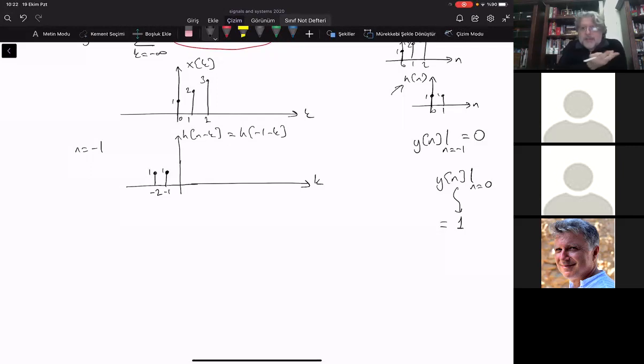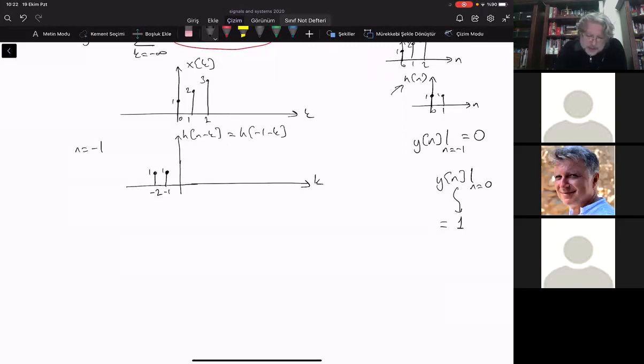What would happen if I further shift everything to the left this way? If I shift the signal further to the left, it will remain that way. There will be no overlap between x of k and h of n minus k. Therefore, their multiplication will always give you 0 because there's just no overlap. So if you further go towards left, y of n for all n less than 0 will give me a 0. If I shift to the left, it means n is less than 0, like -1, -2, -3, etc.